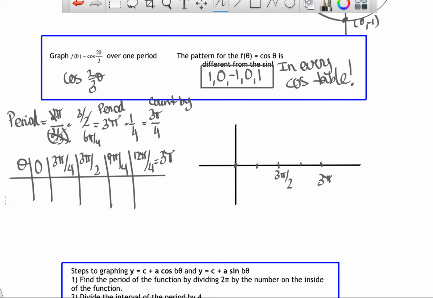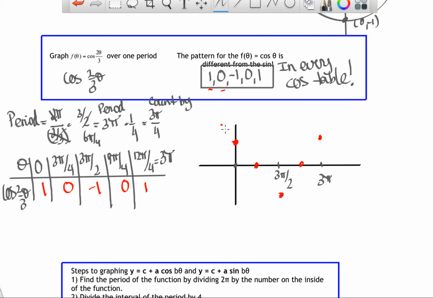And then the next line would be, what is the cosine of 2 over 3 times theta? So I'm not worried about the 2 over 3 anymore. I already took care of that by finding the right period and the count bys. So now I should just be able to copy these values here. So the pattern is 1, 0, -1, 0, and 1. So the cosine goes from 1 to 0 to -1 to 0 back to 1. Okay, and then we graph it.